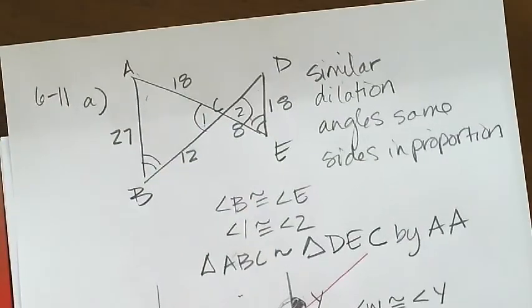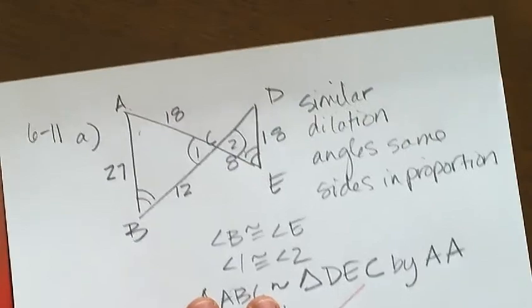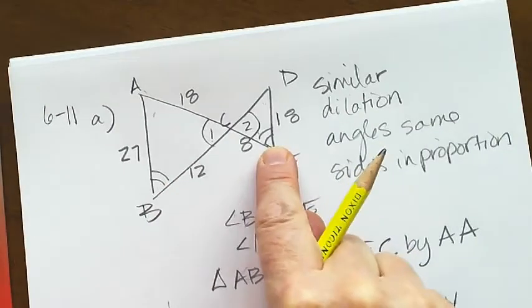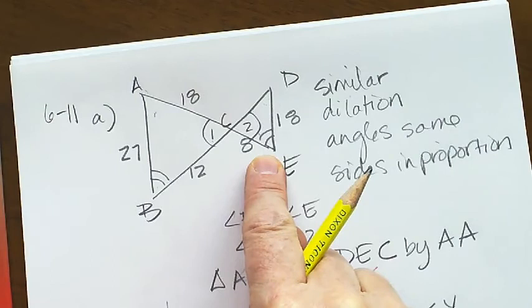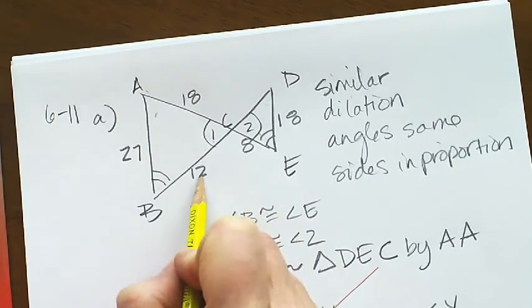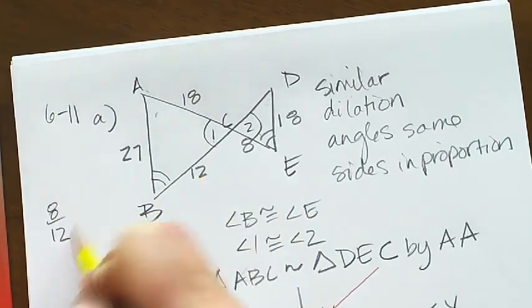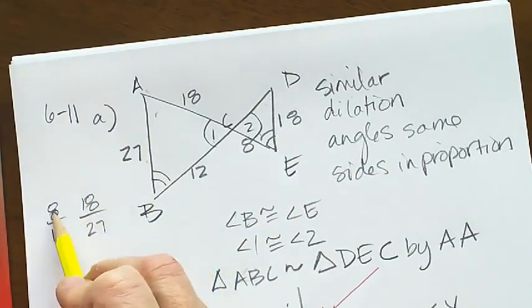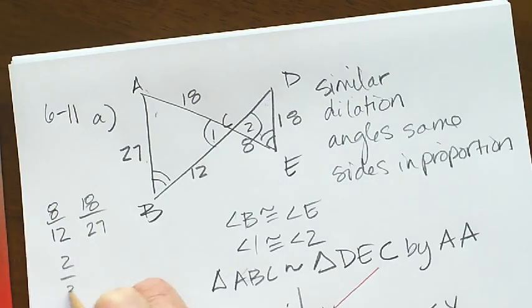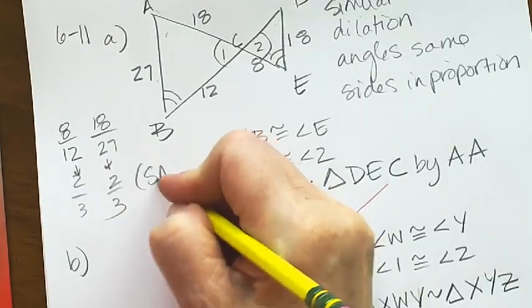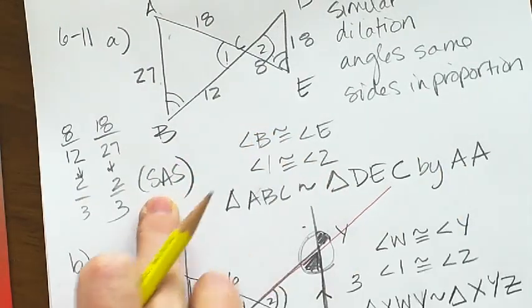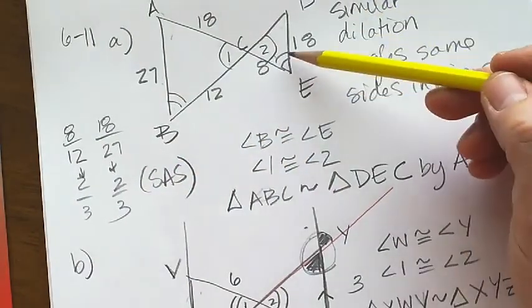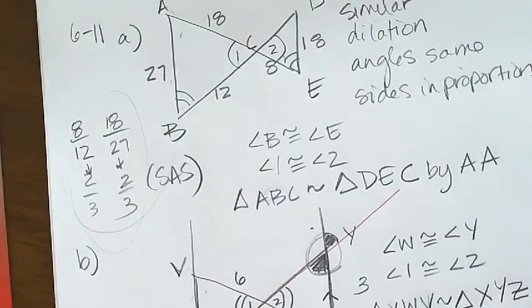By the way, this last one could have been, let's see, if you look at the sides that include these 2 angles, we could have used SAS, I think, because if you do 8 divided by 12, you should get the same thing as 18 over 27. This reduces to 2/3, and then this reduces to 2/3. So we could have used side angle side on this one. Either angle angle or side angle side would work, but if we did side angle side, we'd have to show this. Okay.